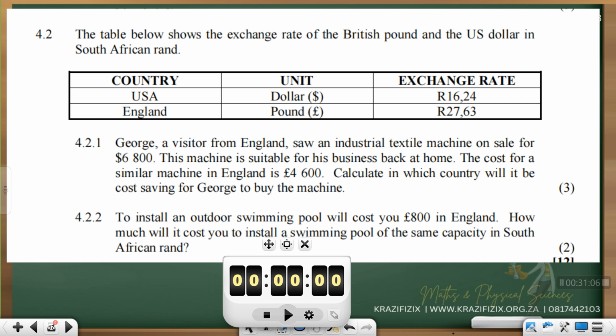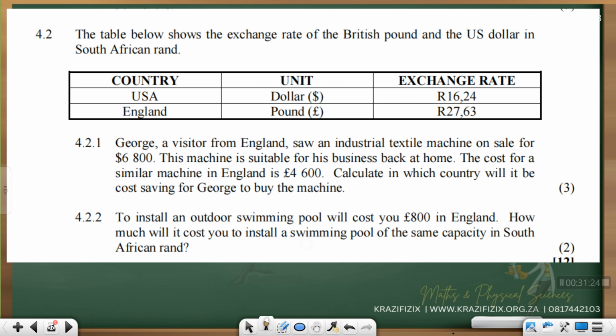All right, did we manage? We need to run quickly. The table below shows the exchange rate of British pounds and the US dollar in South African rands. All right, so we have all the conversion there. George, a visitor from England, saw an industrial textile machine on sale for $6,800. This machine is suitable for his business back at home. The cost for the similar machine in England is £4,600. Calculate in which country will it be cost saving for George to buy.